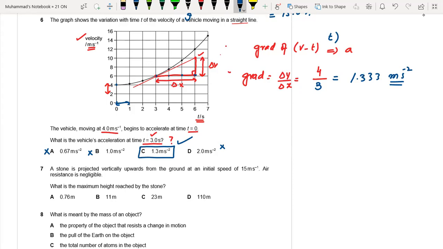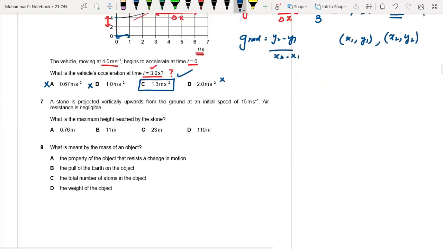The tangent should touch only at 3 seconds. Then you will choose 2 points on this straight line, and then you can use the ratio of rise over run, or you can use the formula for gradient, that is y2 minus y1 over x2 minus x1, if you are taking 2 points. That is, 1 point is x1, y1, and another point is x2, y2. Okay. So let us do question 7.